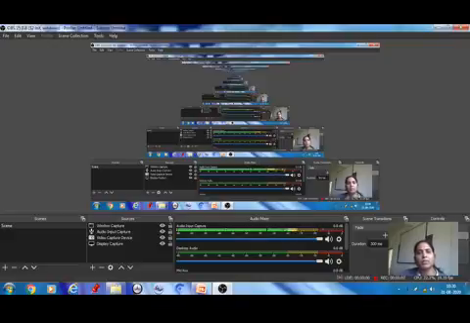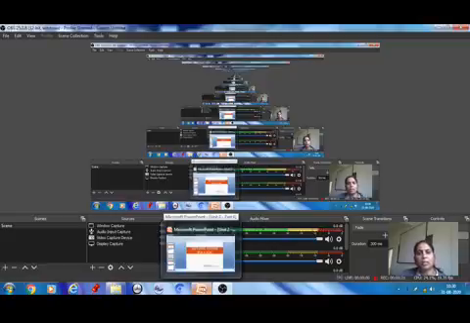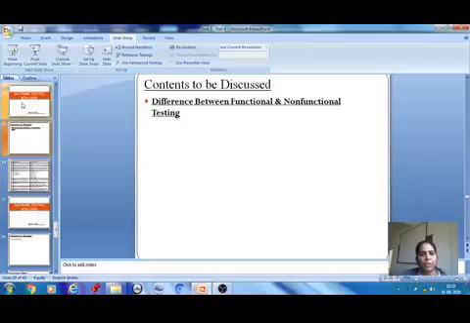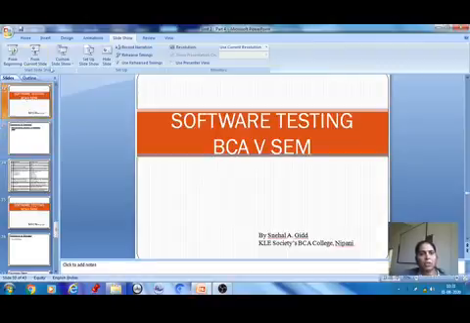So previously we discussed non-functional testing. Non-functional testing works similarly to system testing, because whatever types we covered in non-functional system testing, those same types of testing are again performed in non-functional testing. So now we are going to see the difference between the functional and the non-functional testing.